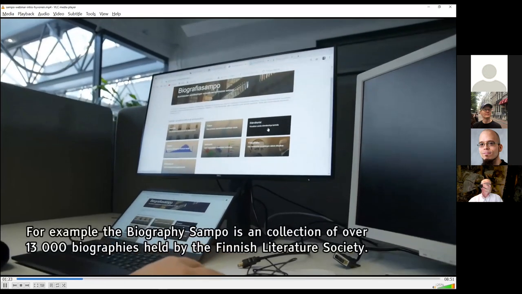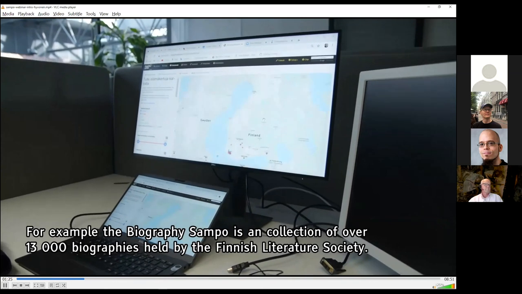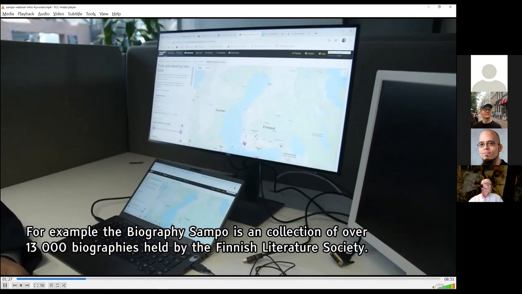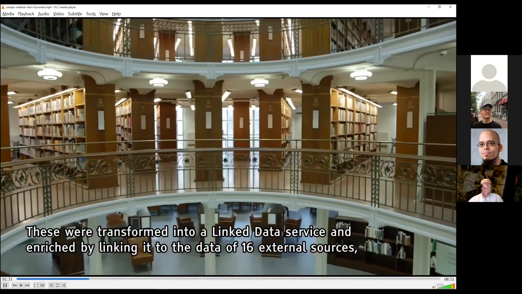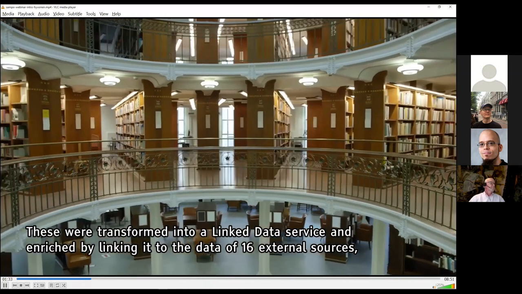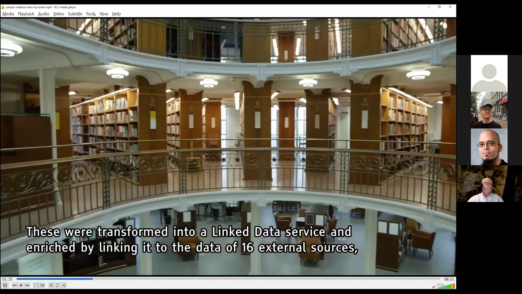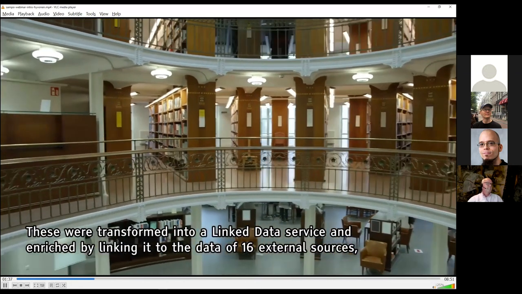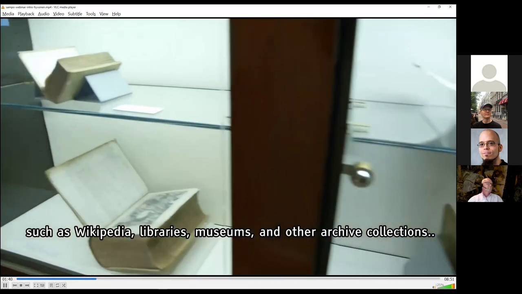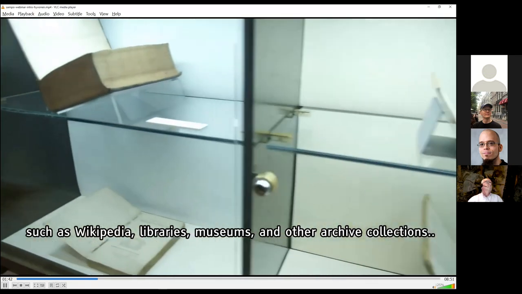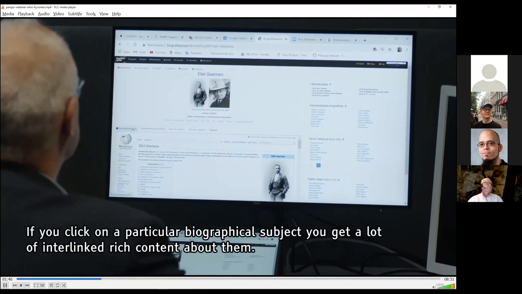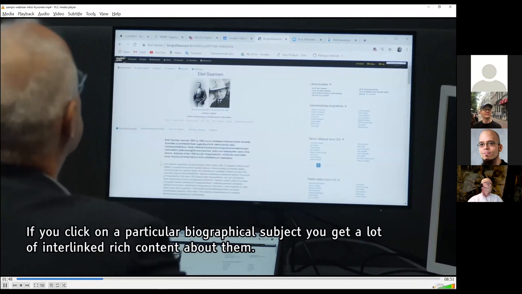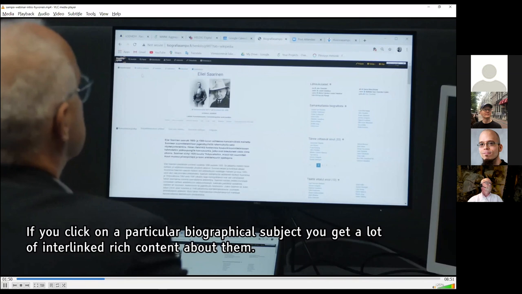For example, the Biography Sampo is a collection of over 13,000 biographies held by the Finnish Literature Society. These were transformed into a linked data service and enriched by linking it to the data of 16 external sources, such as Wikipedia, libraries, museums, and other archive collections. If you click on a particular biographical subject, you get a lot of interlinked, rich content about them.